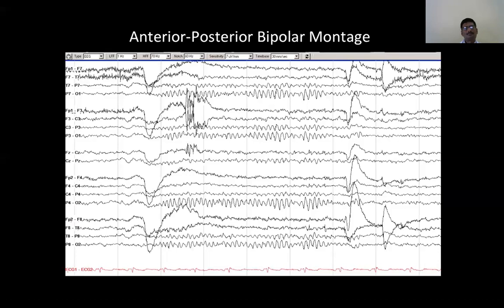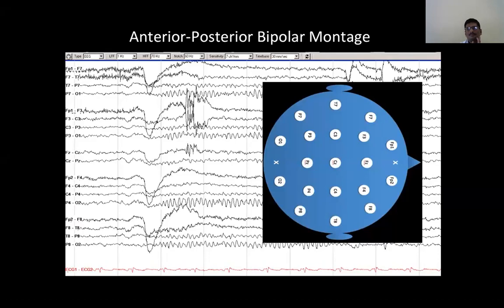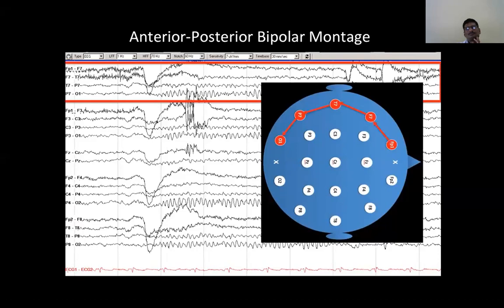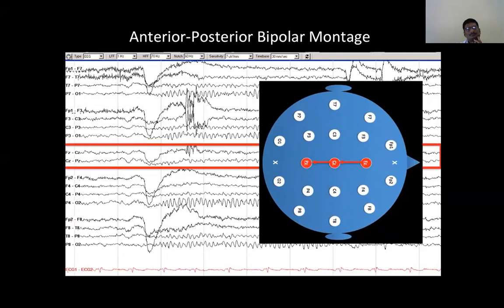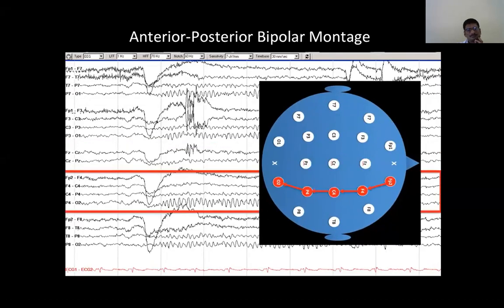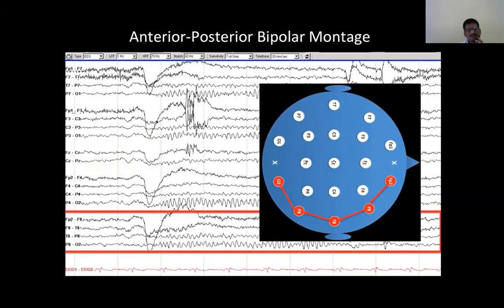Several chains can be placed together in a single display, such as this example of an anterior-posterior bipolar montage. This anterior-posterior bipolar montage is laid out as if we are looking at the top of the head of the patient and they are facing to the right. Therefore, we first see the left temporal chain, then the left parasagittal chain, then the midline, then the right parasagittal chain, and then the right temporal chain. At the bottom, we see a single EKG channel as well.